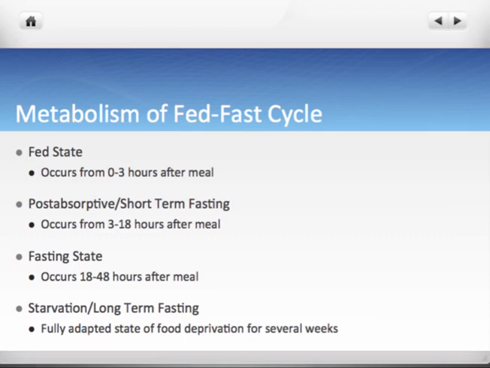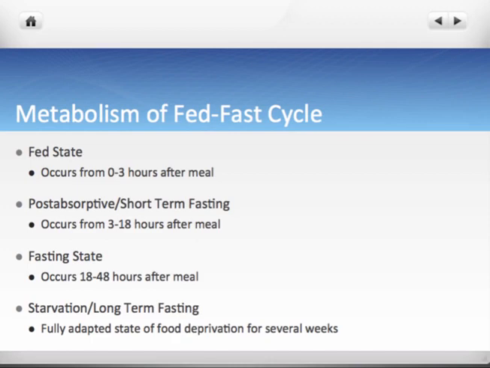So now we're going to get into the fed-fast cycle. Just so you guys understand what I'm talking about, the fed state occurs between 0 and 3 hours after a meal, and so this is when we have dietary intake just happening. And we'll go over what all these different things mean. But the post-absorptive and short-term fasting occurs within 3 to 18 hours after a meal.